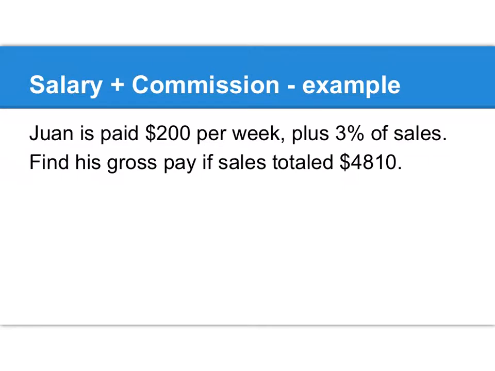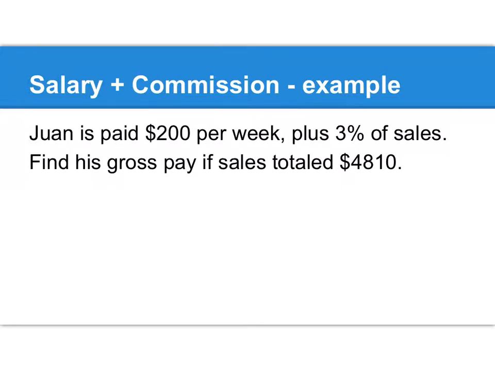For example, we have Juan. Juan gets $200 a week. That's regardless of whether he does anything else. Now, granted, Juan is going to be tracked very heavily to make sure that he is actually selling things, because $200 doesn't go very far. Juan also receives 3% of the dollar amount of the sales that he makes.